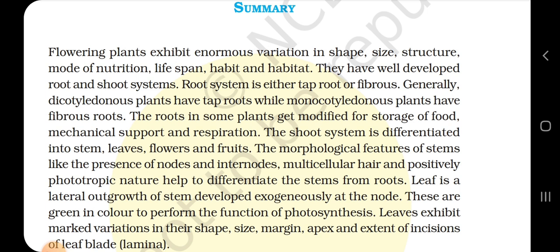The shoot system is differentiated into stem, leaves, flowers and fruits. The morphological features of a stem like presence of nodes and internodes, multicellular hair and positively phototropic nature help to differentiate the stems from roots. Leaf is a lateral outgrowth of the stem developed exogenously at the node. These are green in color to perform the function of photosynthesis. Leaves exhibit marked variations in their shape, size, margin, apex and the extent of incision of the leaf blade, that is lamina.